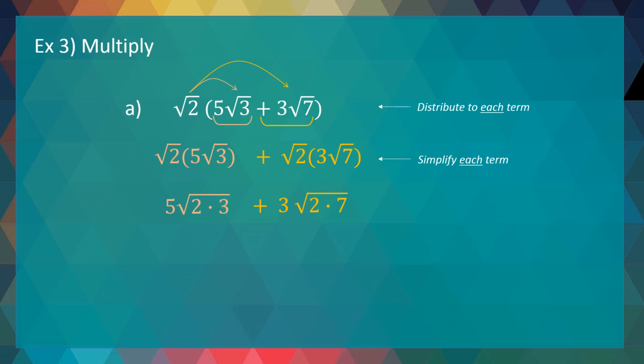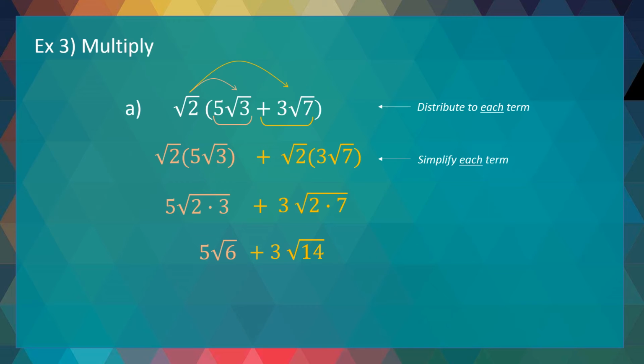Now that we have each of the terms simplified, we want to look under the radicals and see if we have any sets. The first term does not, so we multiply and we have 5 square root 6. The second term, we look under the radical. Notice we have no sets, so that becomes 3 square root 14.